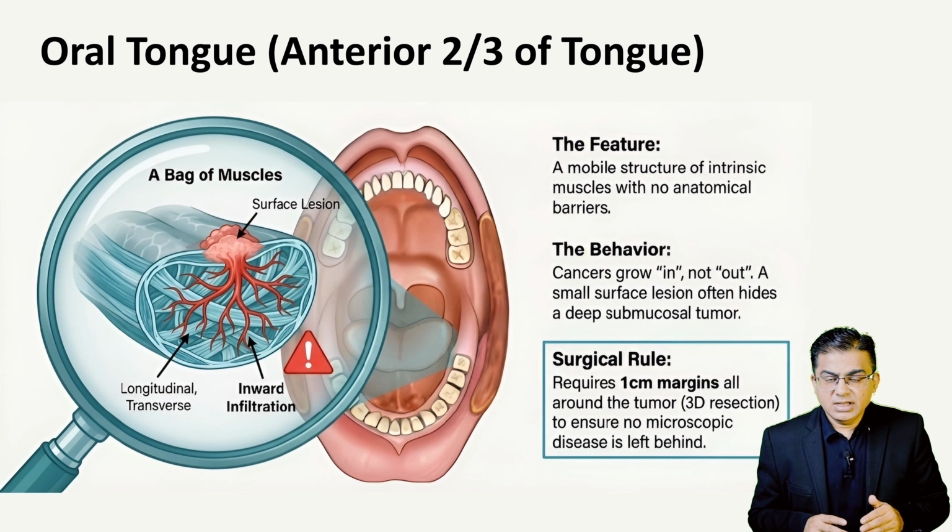This is why palpation for tongue cancer has to be done very, very accurately. If you only measure the visible tumor, you will understage the patient. You must include the induration also in the tumor size. And this dictates our surgical rule. Because of this submucosal infiltration, we cannot just shell out the tumor. We need at least 1 centimeter margins all around the tumor in 3 dimensions. We have to take a cuff of normal muscle to ensure that we don't leave behind any microscopic disease.